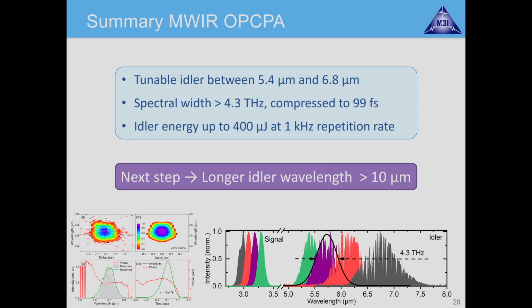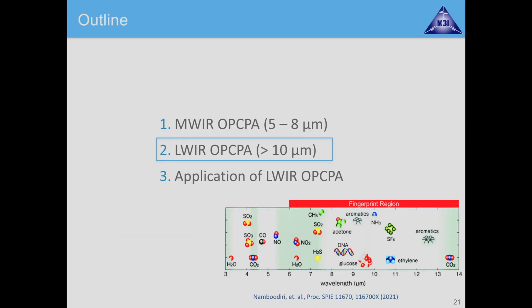Okay, so to sum it up, this was the mid-wave infrared OPCPA with our tunable idler pulses, compressed down to 99 femtoseconds, and this is a system that runs up to 400 microjoules of energy at 1 kilohertz repetition rate. So now I want to go to the next step and go even further. We're now aiming for longer idler wavelengths. We have explored the lower region, and we're now aiming for wavelengths above 10 micrometers, which is a very unexplored area so far.